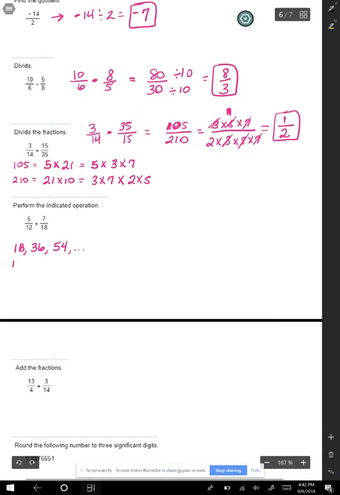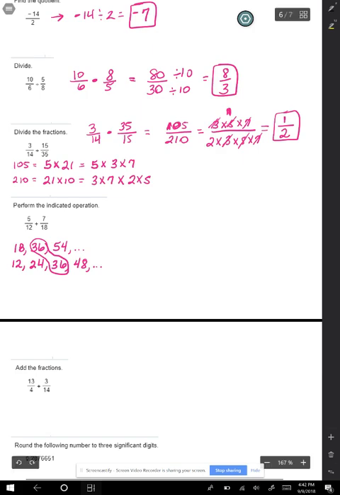And then do the same thing for 12. 12 times 1 is 12, 12 times 2 is 24, 12 times 3 is 36, 12 times 4 is 48, and so forth. And what you're looking for is one that's the same, which would be the 36. So that's how you find the common denominator if you don't just recognize it right off.